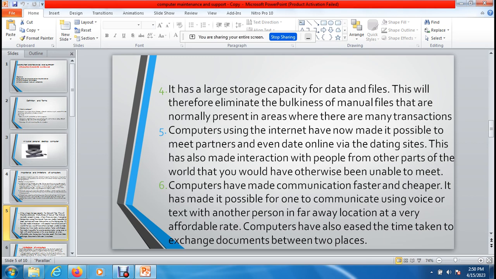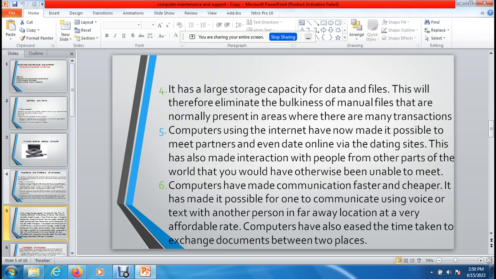Then number 5, computers using the internet have made it possible to meet partners and even date online via dating sites. Actually, the connection of computers and the internet has made communication efficient, and you can communicate with one person or another from one location to another.